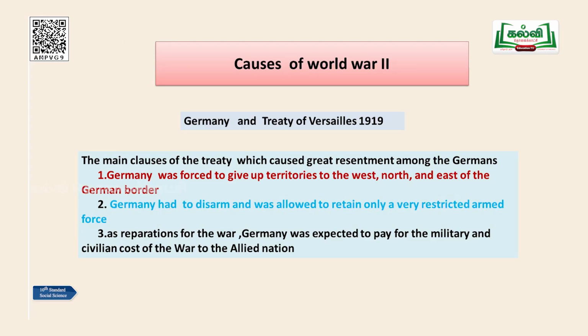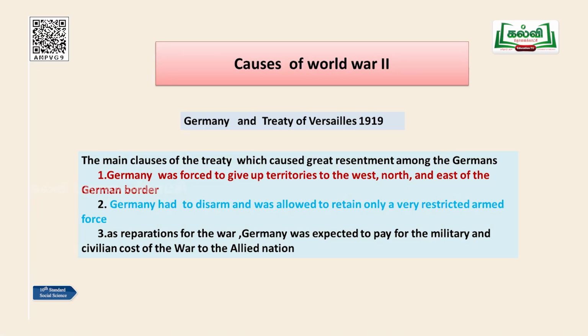So next we are going into the causes of World War II. So let's get into the causes. What were the causes that led to World War II? The first one: Germany and the Treaty of Versailles, which was signed in the year 1919. Children, you must keep in mind that the Treaty of Versailles, which totally suppressed Germany, was one of the major reasons for World War II.